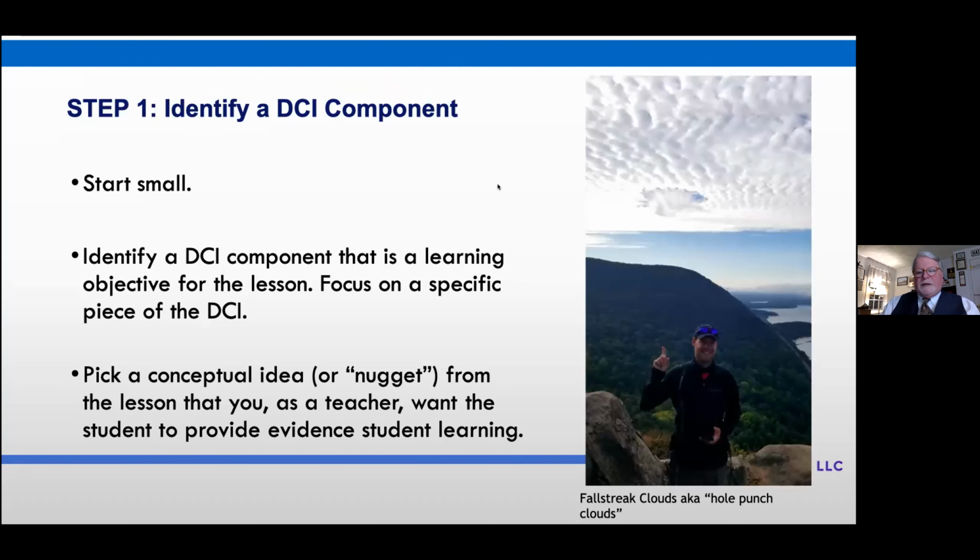So here are the 3 steps. First of all, start small. What's the component of the DCI that you're trying to get for that lesson? You know that when you wrote the lesson or you reviewed the lesson, you know what that would be. And just think of a conceptual nugget from that lesson to use in the ISP.